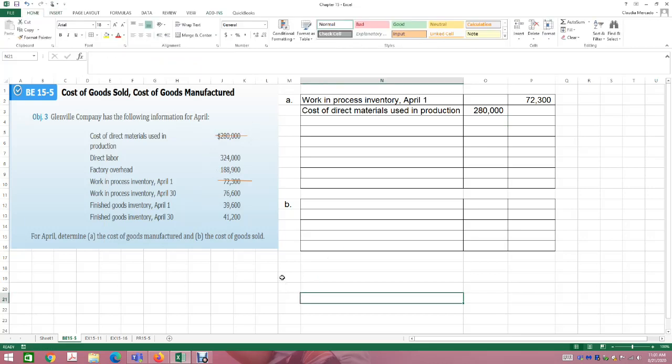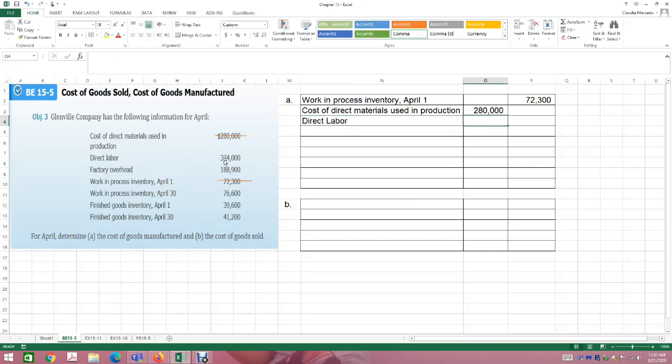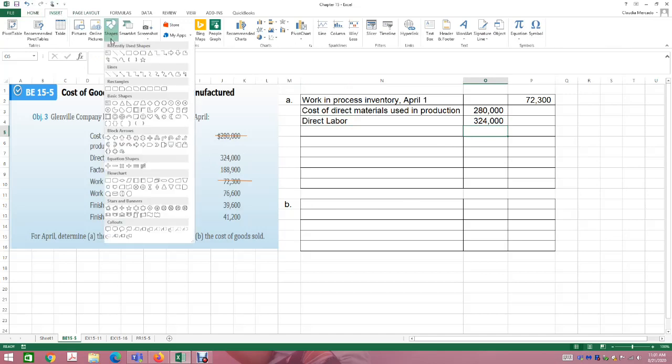Now the next thing we have is, okay, you've got the materials. What are you going to do with them? Well, you're going to take them into your factory or your manufacturing place, and then you're going to have people start assembling them, putting them together, doing whatever it is that they're doing. So we're going to have a second component, which is my direct labor. I've got my materials. Now I've got my labor. It says here that I spent $324,000 on labor. Let me scratch that off.